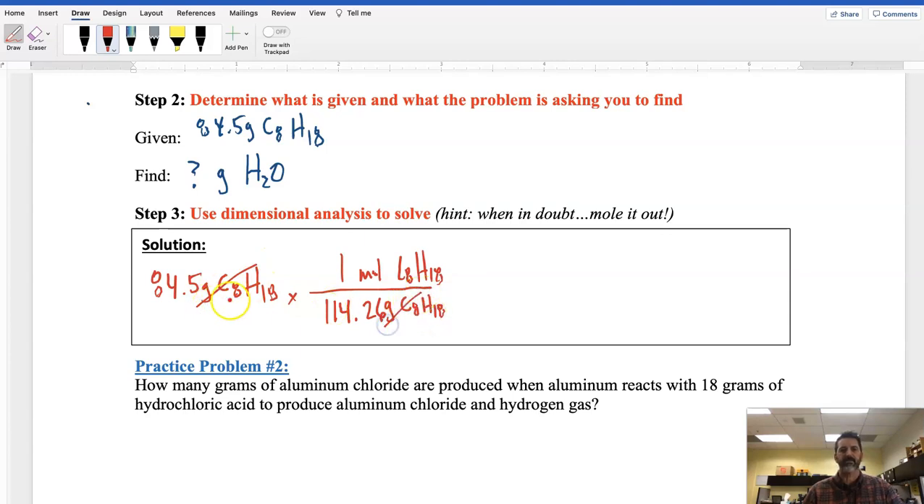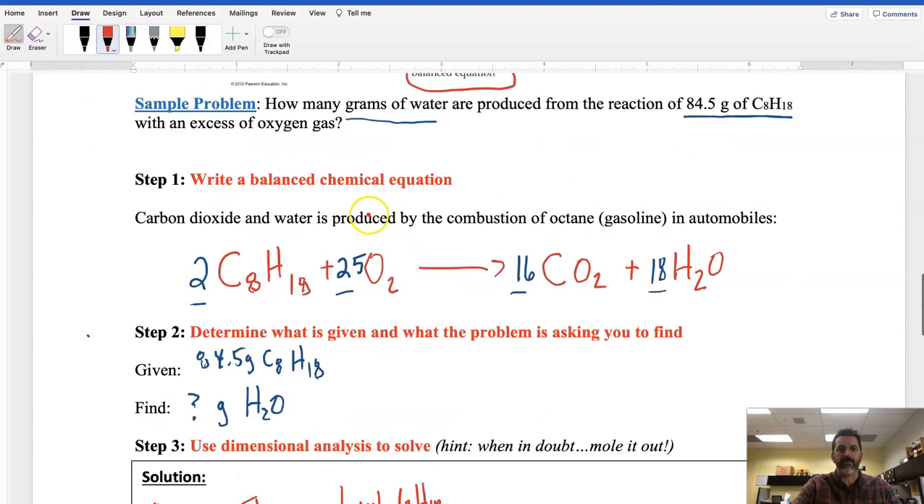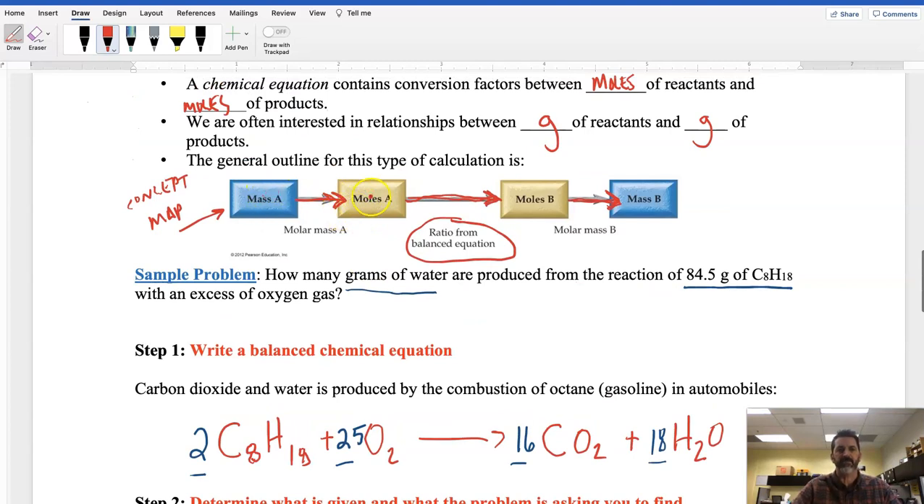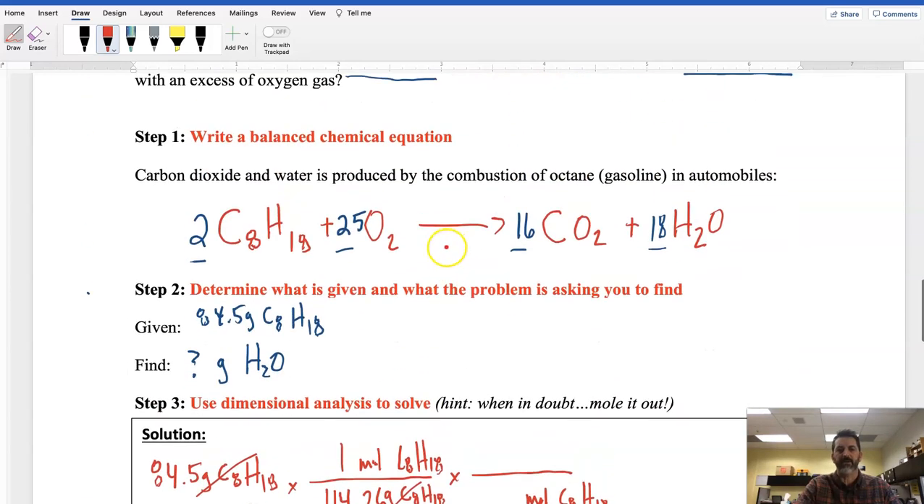Okay, so I'm going to cancel out grams of octane. Now I'm at moles of octane. Again, I know that has to go on the bottom of the next step because I know I need to cancel that out. Now, according to my concept map, I just converted grams to moles. So now I'm going to go moles of my given to moles of my unknown. And I'm going to do that by using the balanced equation. I'm going to use my mole ratio.